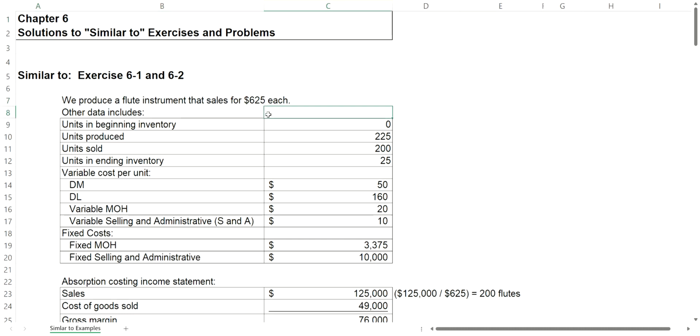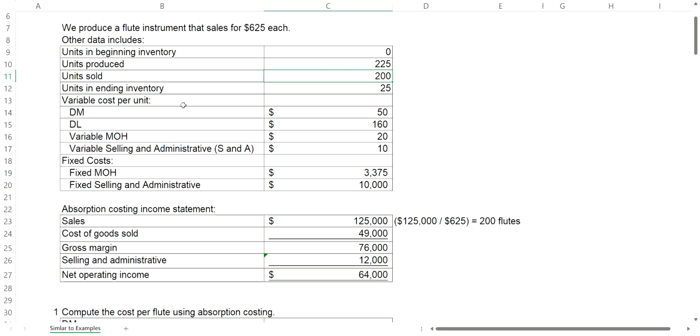Let's assume we produce a flute instrument that sells for $625. There's no beginning inventory. We produced 225 flutes, and we sold 200 of those flutes. That leaves us with 25 flutes in our ending inventory when we take 225 produced minus the 200 that we sold.